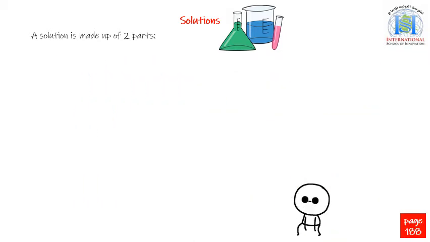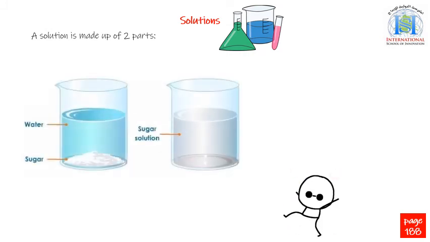So science has special names for everything. We call a solution every mixture made of two substances that are evenly mixed together, where one substance has dissolved in another substance. A solution is made up of two parts. One of them is called the solute and the other one is the solvent.